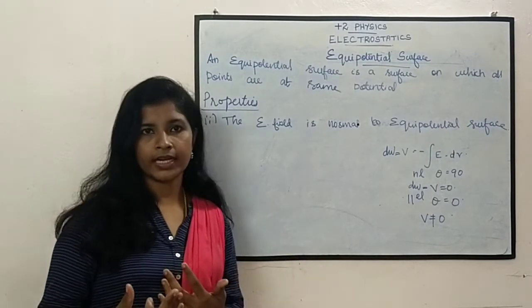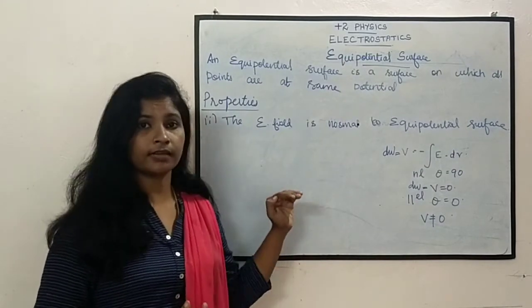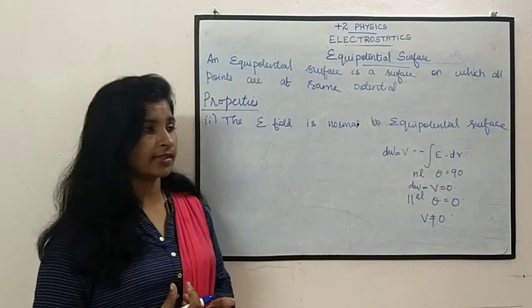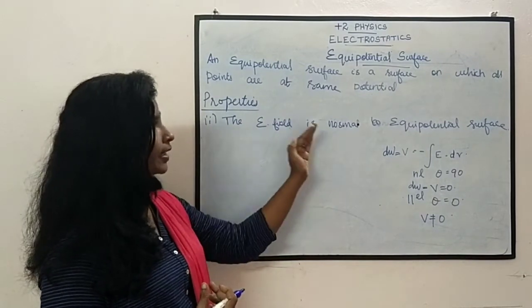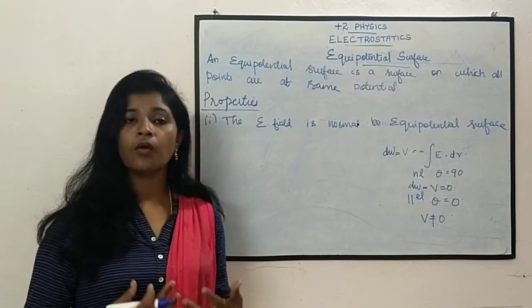If it is parallel, what happens? This is a very important reasoning type question. They will ask you a question like this: if the electric field is parallel to the equipotential surface, is it possible? Why is it not possible?